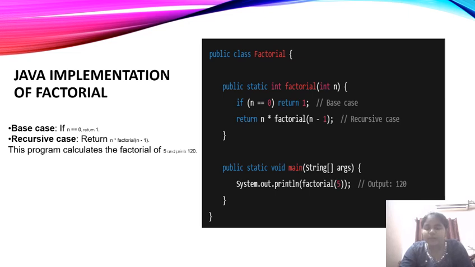So public static void main(String[] args). Again, we need to print the factorial of the number we are taking. Here n means the number we are taking, so we are taking 5. So System.out.println(factorial(5)), and the output will be 120. So this is the Java implementation of factorial.